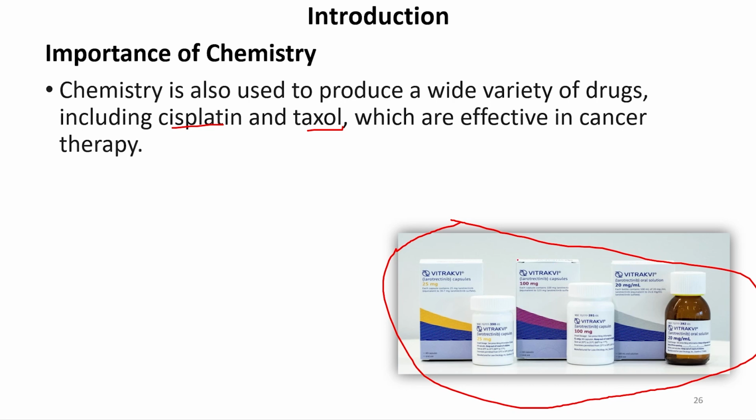So what is cancer? Cancer is just an abnormal growth of cells in our body. So what does Vitrakvi do? Vitrakvi just stops the growth of those cells. How does it do that? For the growth of the cell, kinase is responsible. It is a kind of enzyme.